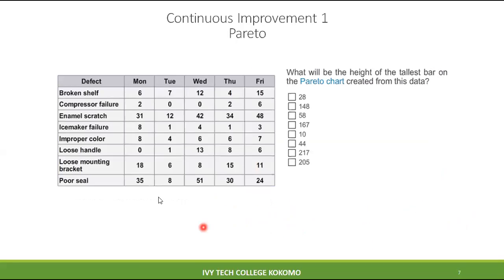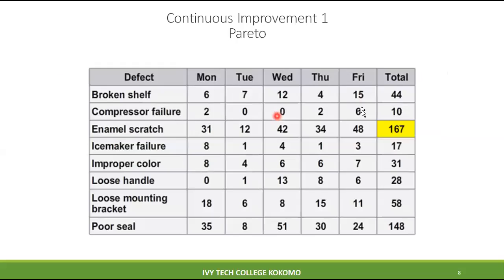As an example here, we have broken shelf, compressor failure, enamel scratch, ice maker, etc. And you see all the defects that are happening each day. If you add all those up by row, broken shelf, compressor failure, there's only like 10 of those, you're going to get the frequency of each one. And the most frequent would be enamel scratch after you've added them all up.